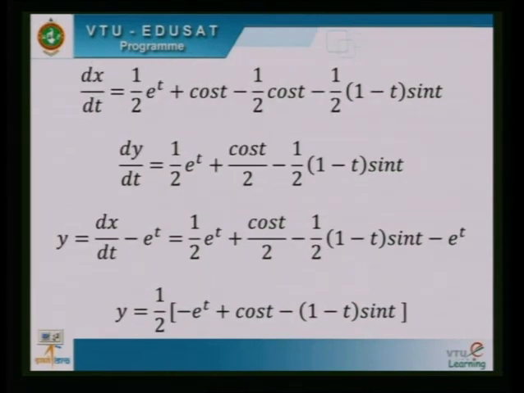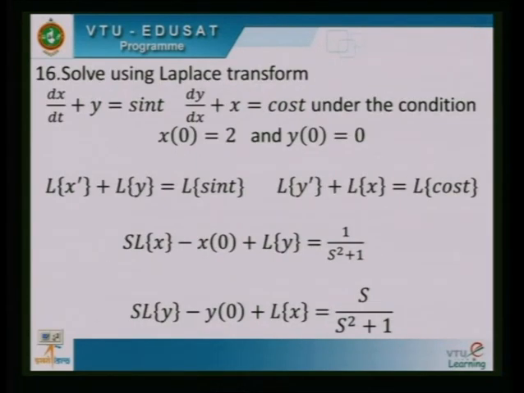Now you can substitute the values. What do you get? Here dy by dt equals dx by dt, whose value is 1 by 2 into e to the power of t plus cos t divided by 2, minus 1 by 2 into 1 minus t into sin t. Then y is equal to dy by dt minus e to the power of t. You can substitute the dx by dt value. Then y is equal to 1 by 2 e to the power of t plus cos t, minus 1 by 2 into 1 minus t sin t, minus e to the power of t. Then y is equal to 1 by 2 into e to the power of minus t plus cos t minus 1 minus t into sin t. This is the required answer.